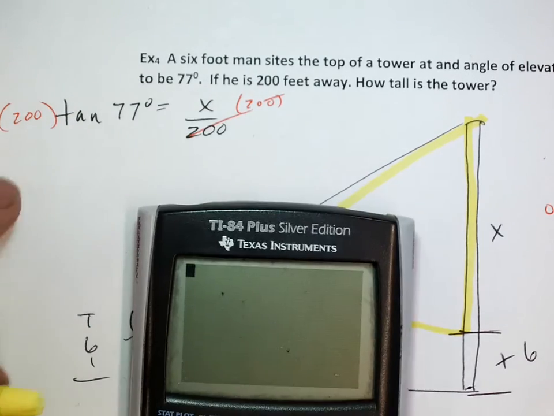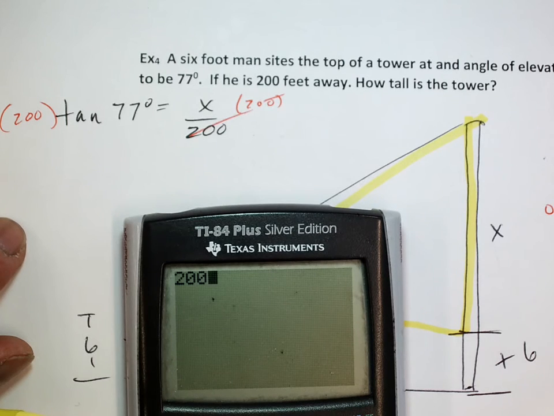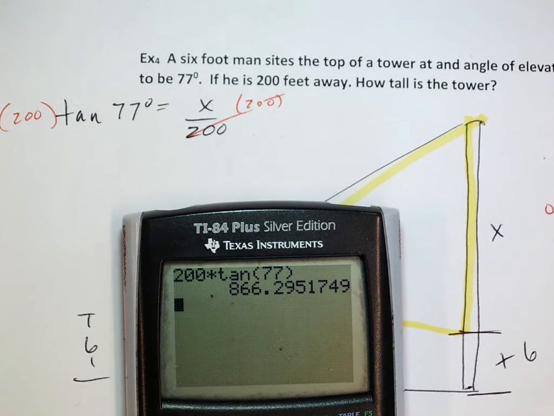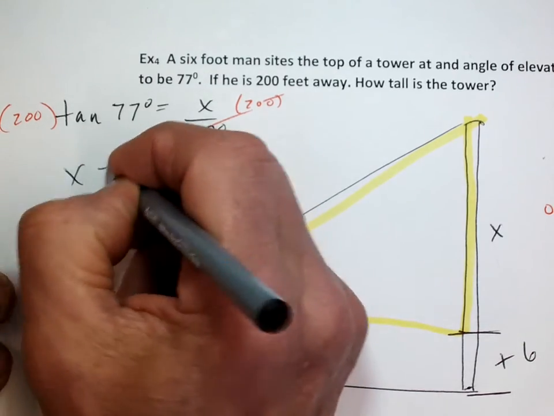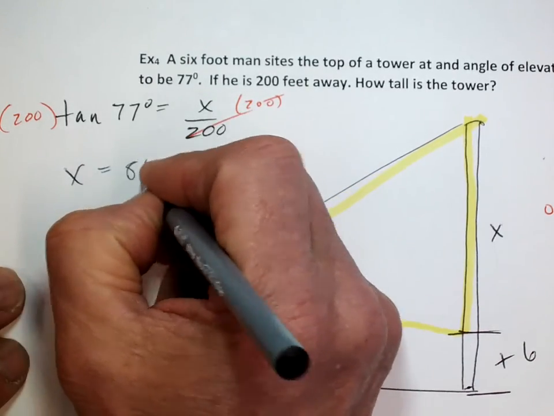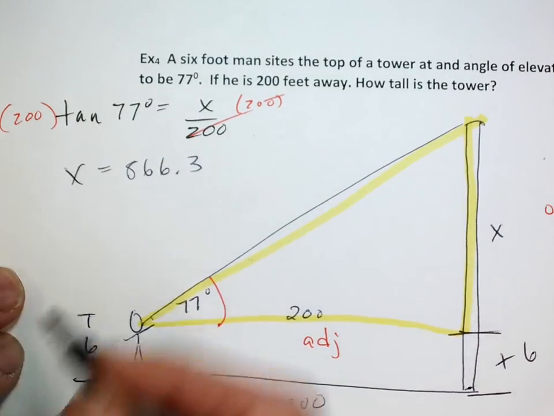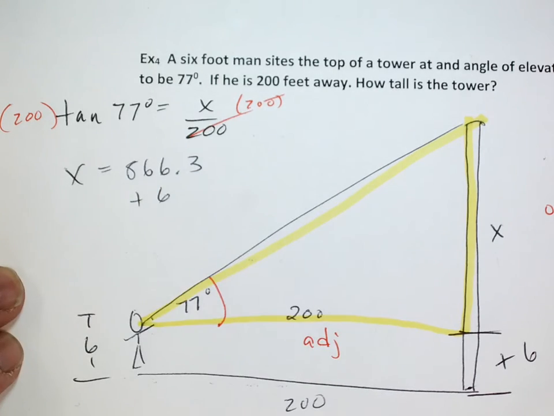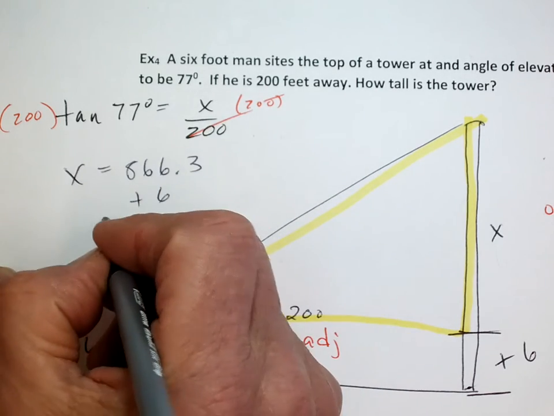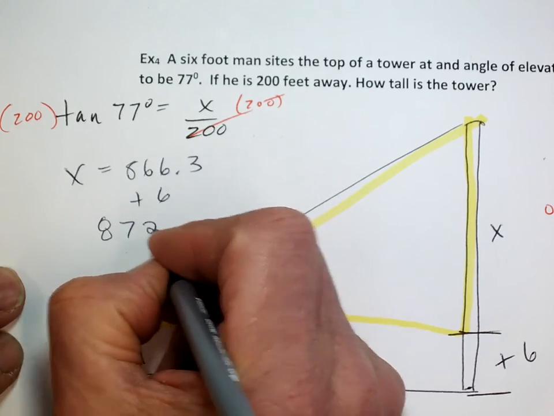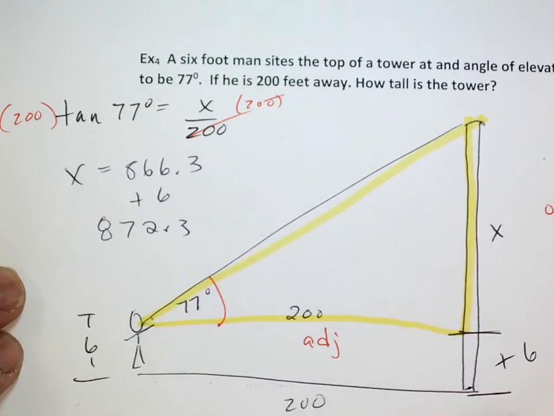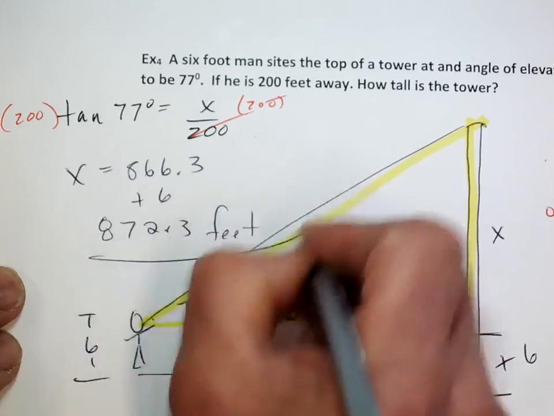So easy: 200 times the tangent, not tangent inverse, of 77. An answer of 866.3. But then I have to remember to add in the 6, and I get an answer of 872.3. Is it meters? No, it's feet. There we go. All right, not too bad.